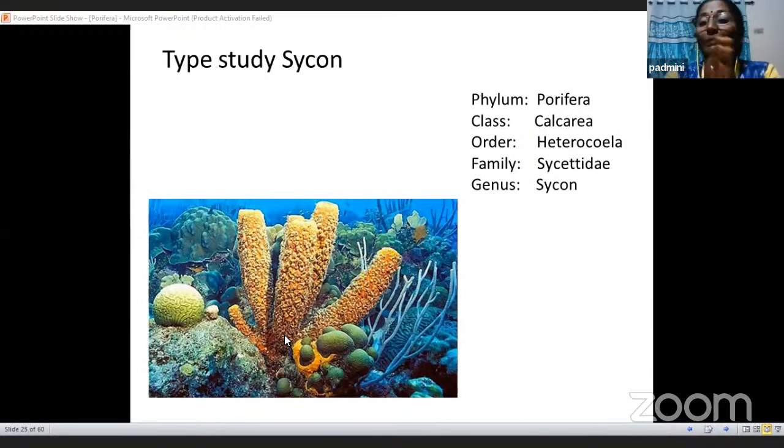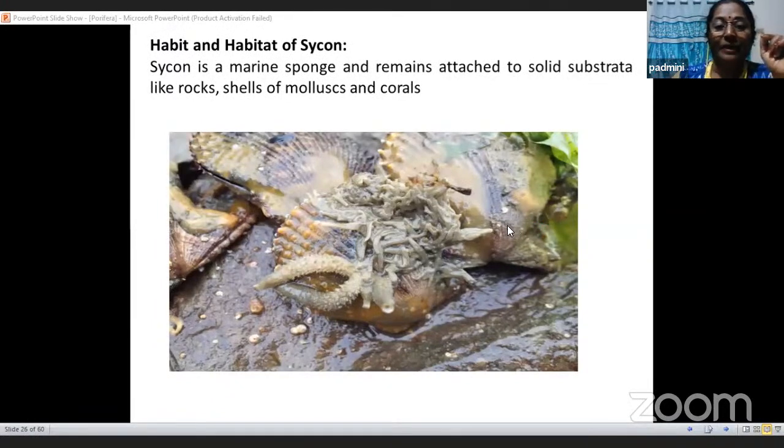Now coming to type study. So we completed general characters and classification. Now we'll be talking about the type study of Scypha. Phylum Porifera, class Calcarea, order Heterocoela, family Sycettidae, genus Scypha. Okay, so there's habit and habitat. Mostly you will find the Scypha attached onto some hard substrate, that is, attached to some solid structures like a shell. So on a shell also you can find them attached, because they need some solid substratum to hold on to.